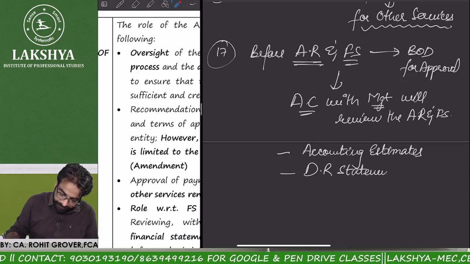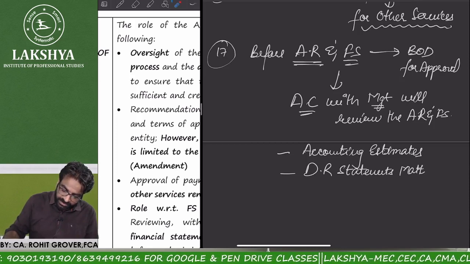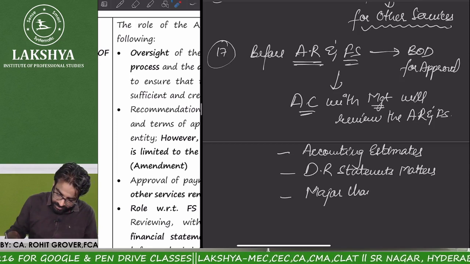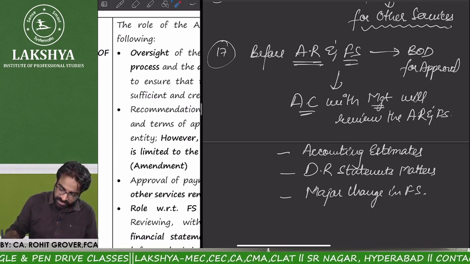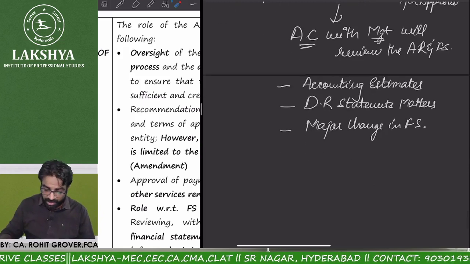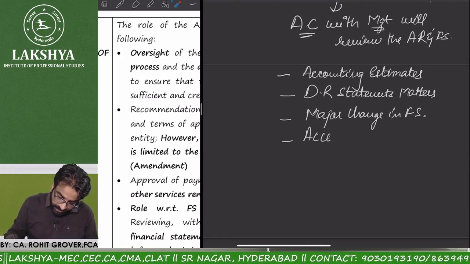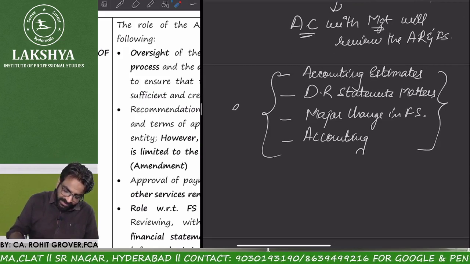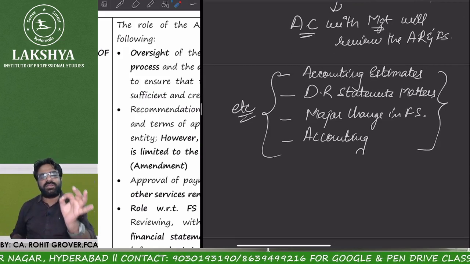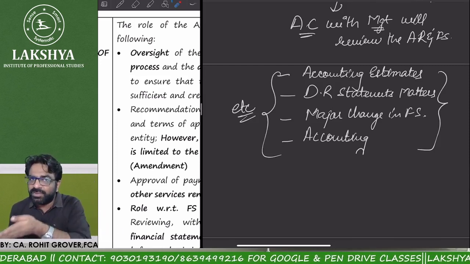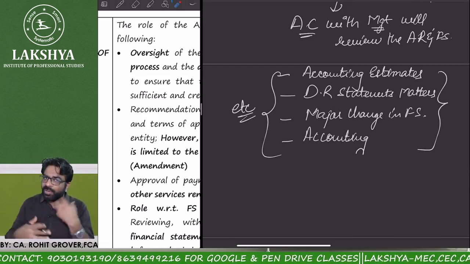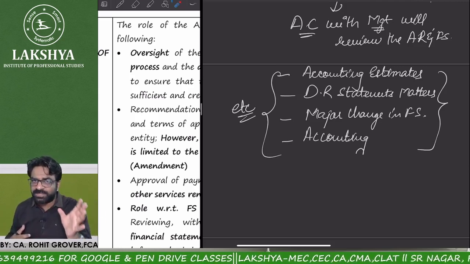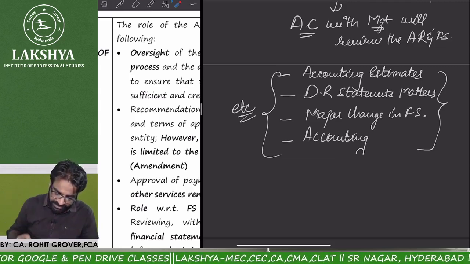with respect to major changes in financial statements occurred, with respect to accounting policies, etc. All these are the various matters which are required to be reviewed by the audit committee sitting along with whom? Management, before sending the auditor's report and the financial statement to the board of directors. For which purpose? Approval purpose. Clear, everyone? Yes, sir. We are clear.